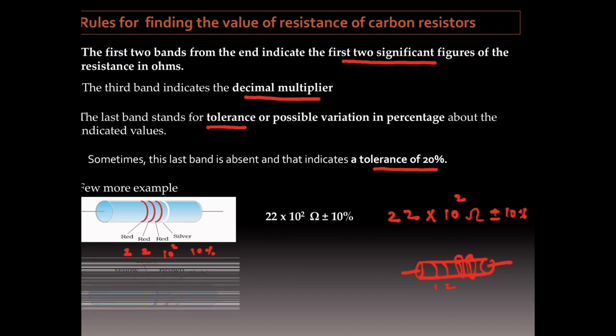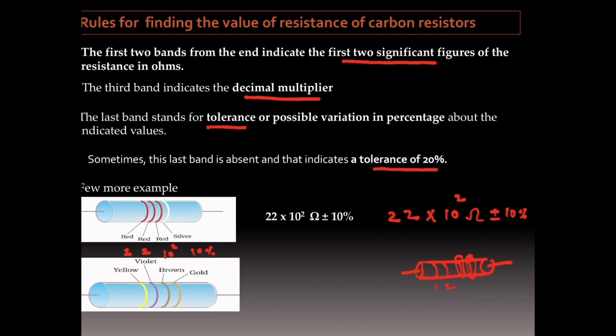Now see one example: yellow, violet, brown, gold. See the table and tell me the answer. Good. The answer is 47 into 10 ohm plus minus 5%. Yellow 4, violet 7, brown 1 and gold 5%. So I hope you can easily calculate the resistance of a carbon resistor by using color coding.